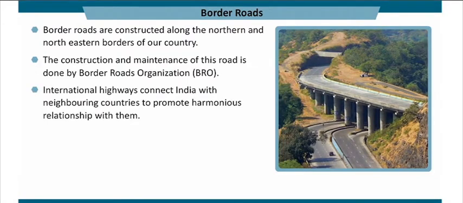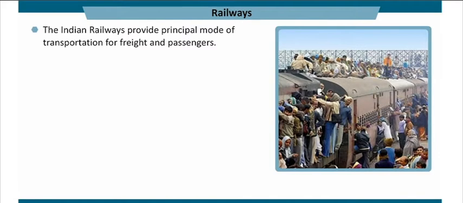International highways connect India with neighboring countries to promote harmonious relationship with them. Railways. The Indian Railways provide the principal mode of transportation for freight and passengers. It brings people together and promotes trade, tourism, education and national integration.